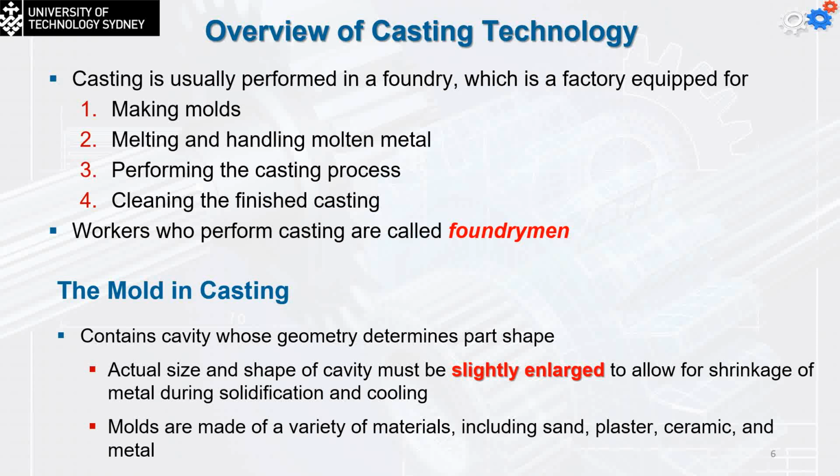The molds are made of a variety of materials. For example, it can be made of sand, which is the oldest method for the casting process. We can use plaster, ceramic, and metal, and this depends on the technology we're going to use for the casting process.